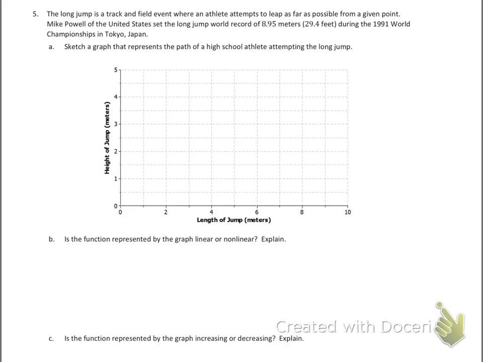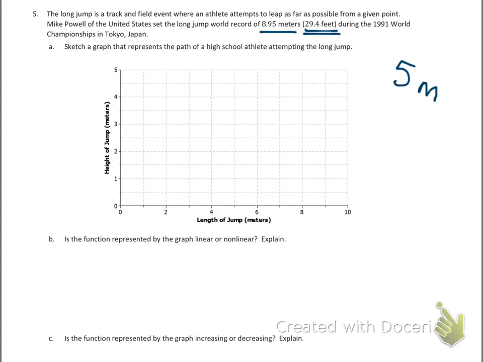Well, so we know that they're not going to go 30 feet, or 9 meters. We could pick a distance shorter. So say we think that athlete's going to jump 5 meters. That's what I'm going to guess. You could guess 6 or 7, but probably not anything over that. Sketch a graph that represents the path of a high school athlete attempting the long jump.